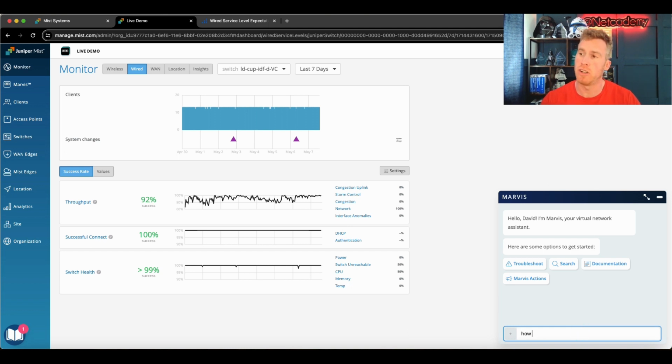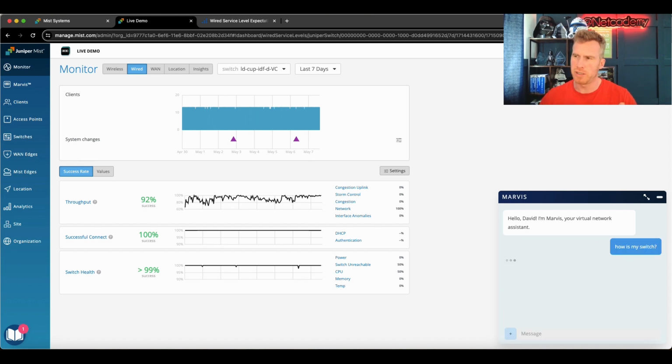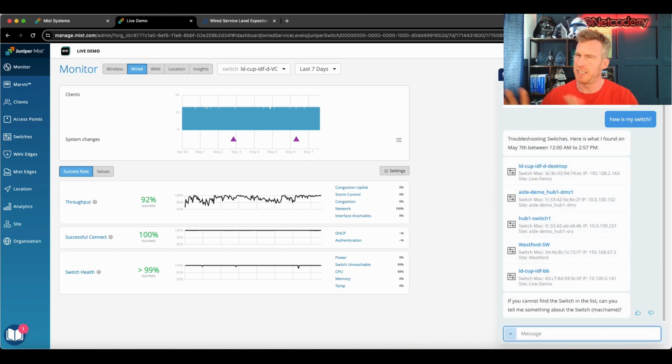So right now, I could just ask, how is my switch, just for example. Note I didn't say a switch name, and I didn't even define a time period, so I could have been a bit more specific. But here it's just come back saying, here are some issues for these switches, which I found today, May the 7th, 2024, between this particular time range. So here are the switch names. I didn't even have to tell it a particular switch name. And I'm just going to go with it. I'm just going to see where this actually leads.